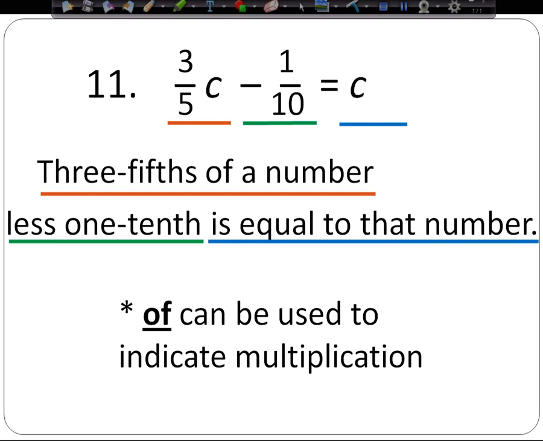Less 1/10 just shows that we're taking away 1/10 from 3/5 of a number. Is equal to that number. And that number, again, signifies that we are using the same number that we used up here. So we have a number and that number, so that's why we see C appearing twice. It doesn't say a different number. Take a moment and make sure that you get that down. You can pause the video before you move on.